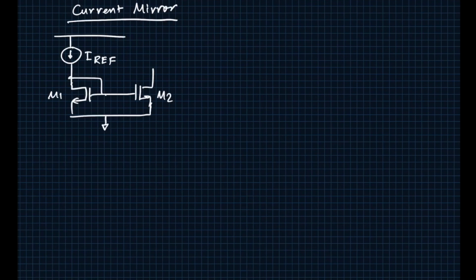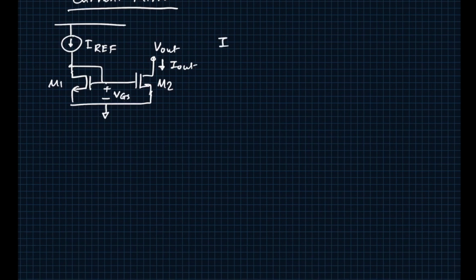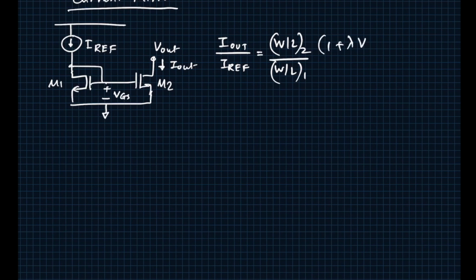First, we will revisit the current mirror, the simple current mirror. We already went through this equation. I out divided by I ref is equal to W by L of transistor 2 divided by W by L of transistor 1, and then the 1 plus lambda effect, which in this case is 1 plus lambda 2 V out divided by 1 plus lambda 1 VGS. A couple of things I talked about last time weren't very clear, so I'll go through them again.